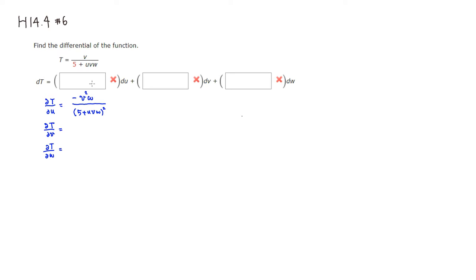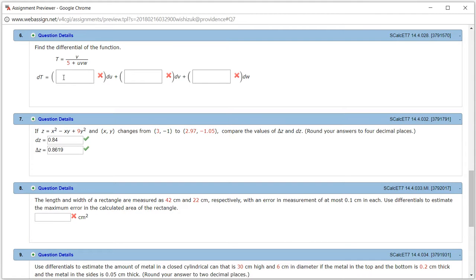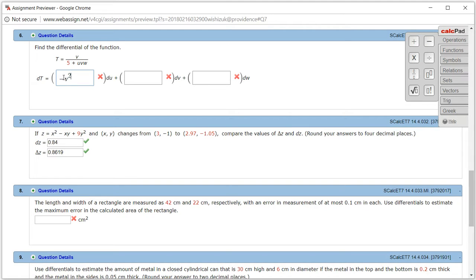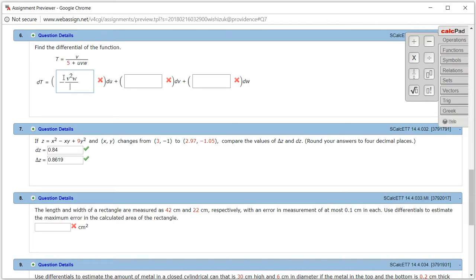All right, so before I forget, let's type it in. All right, it's a negative v squared times w over 5 plus uvw.